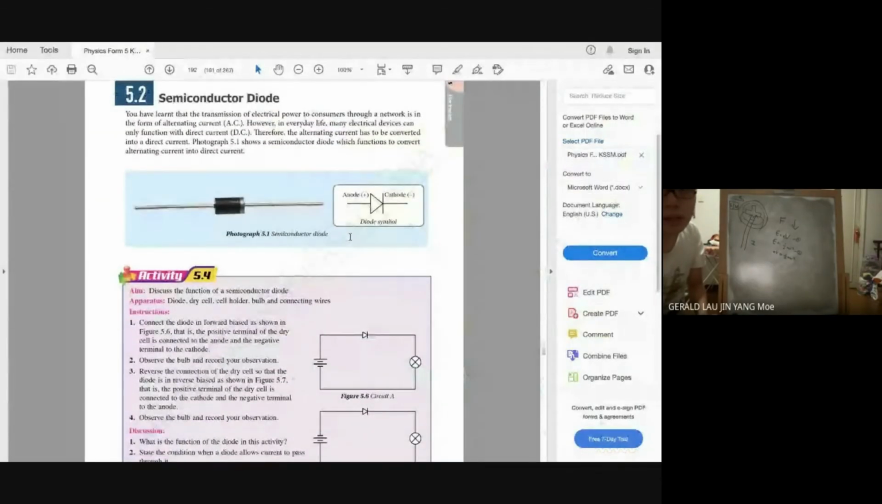Now we move on more to the concept. So, semiconductor diode. Actually, I have to admit, here I will struggle a bit to explain to you because it's a bit hard. Maybe later we can Google the diagram, because it's hard to explain, especially online. How do you form the positive and the negative holes and electrons? Okay, no problem.